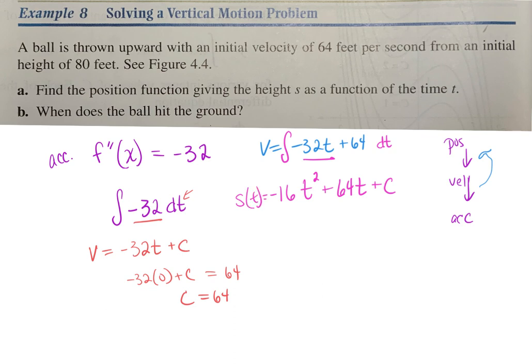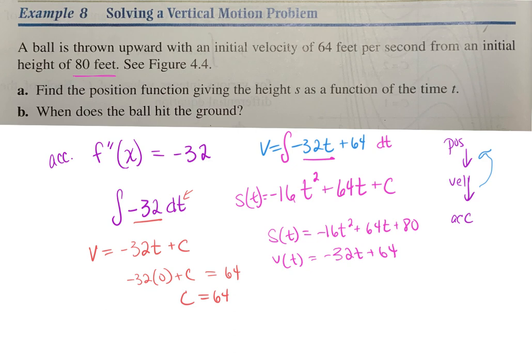But I need to put my initial condition here. They told me my initial position. What is it? 80. By the way, if I do t equals 0, my c is going to be that 80. So my position function is going to look like this. That's my position function, all right? So I have found my velocity function. I have found my position function, okay? And acceleration was just negative 32.